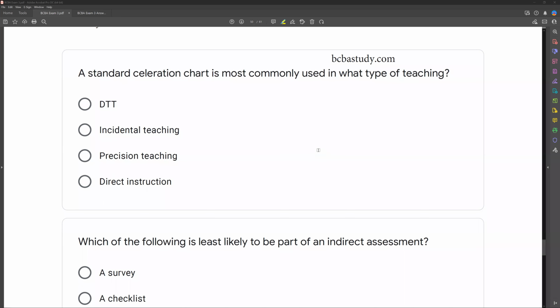Okay, welcome back. Today we're continuing our review of our third BCBA practice exam, where we're going through the next 10 questions together and breaking them down.